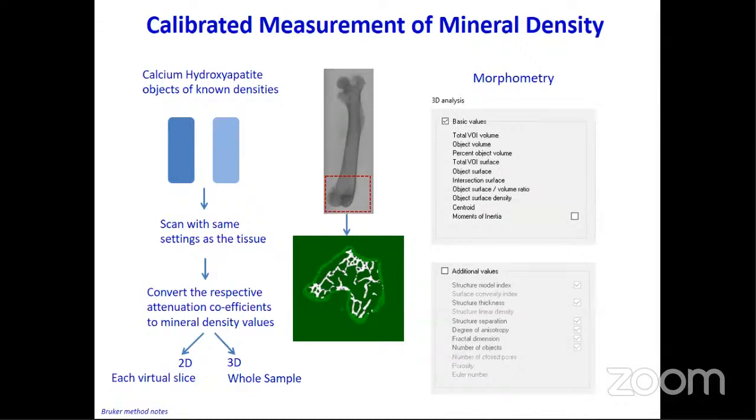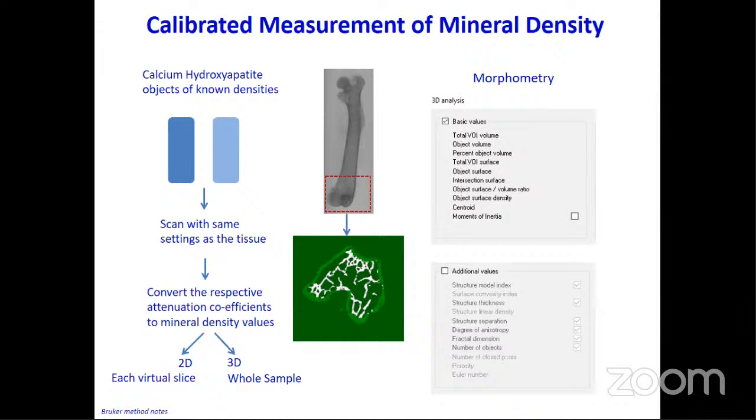We have these calcium hydroxyapatite samples of known densities, which can be scanned using the same settings that are used for scanning the tissue of interest as well. And we then use that as a calibration in order to determine the bone mineral density.